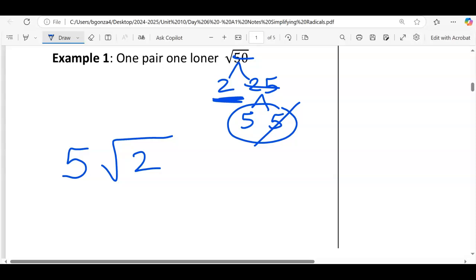Now here's the deal. The only thing that would make this more complicated is what if there's more than one couple, or what if there's more than one loner? So I'll tell you, there's one answer to this question. If there's more than one loner or more than one couple, you're going to multiply. What are you going to do? Multiply. So I'll say it one more time. If there's more than one couple, multiply. If there's more than one loner, multiply.